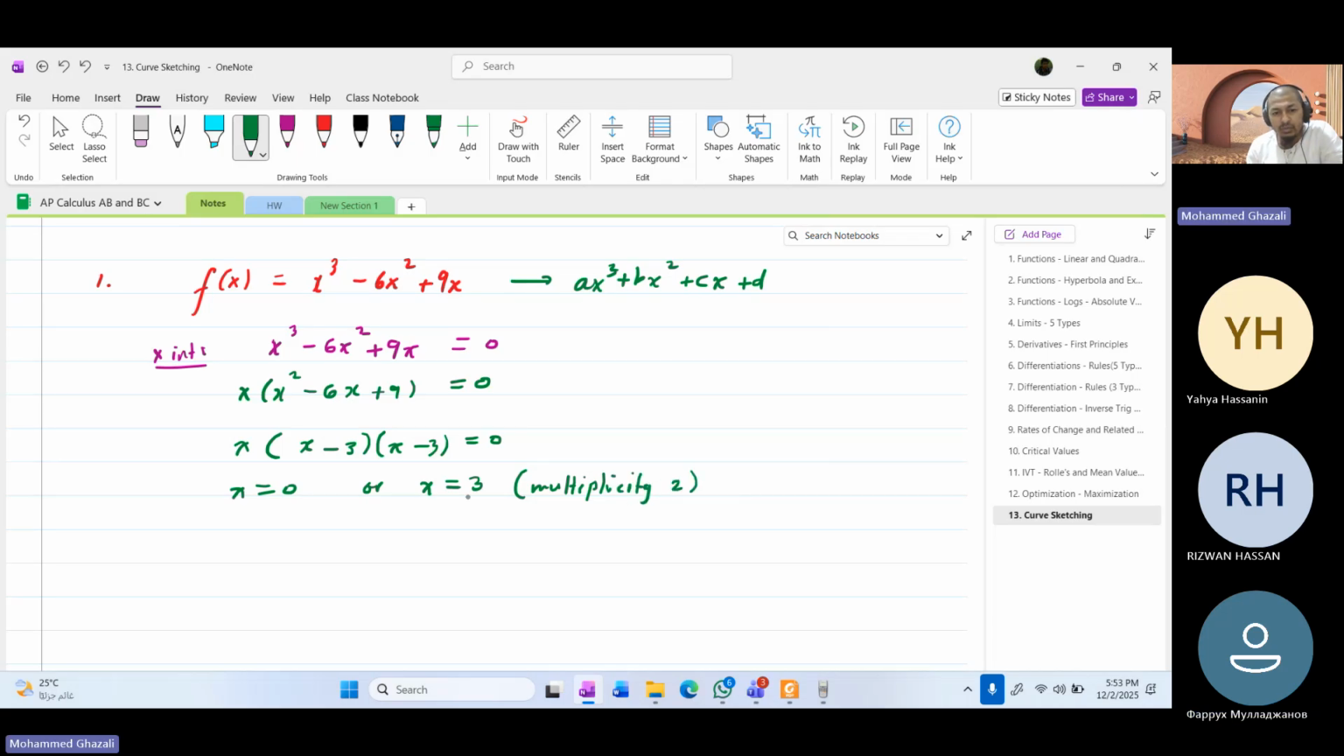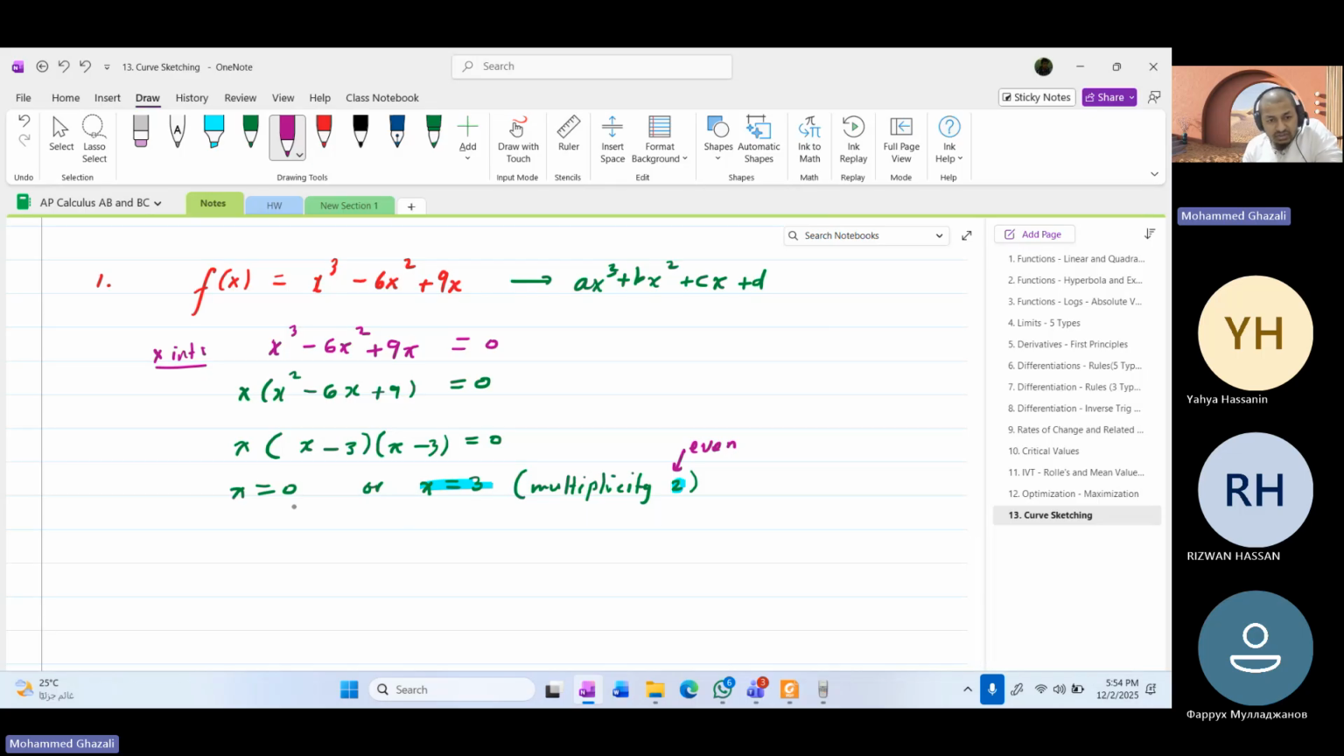Multiplicity is 2. Whenever you have even multiplicity, the turning point is always on the x-axis. I will prove it to you just now, okay? That's from pre-calculus. Whenever you have even multiplicity, the graph will always turn on the x-axis. It can turn up or it can turn downwards, okay? Now, anyways, that's great.